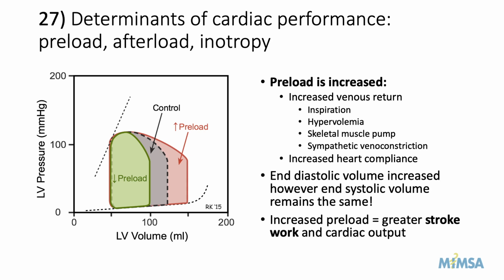So as I mentioned before about stroke volume, about preload and afterload, I've already talked about inotropy, so I won't mention it again in this part because it's exactly the same about contractility, how contractility is affected. But preload is increased when you have an increased venous return. So then the question is, how do you increase venous return?